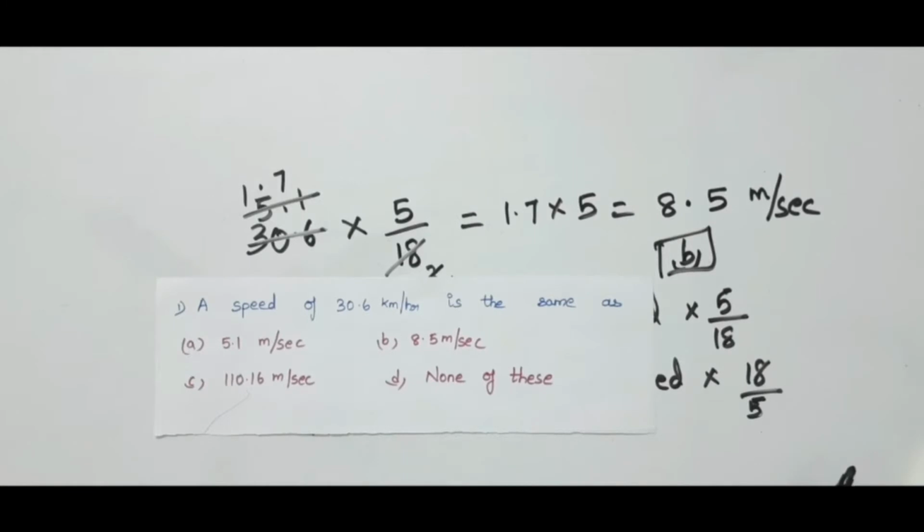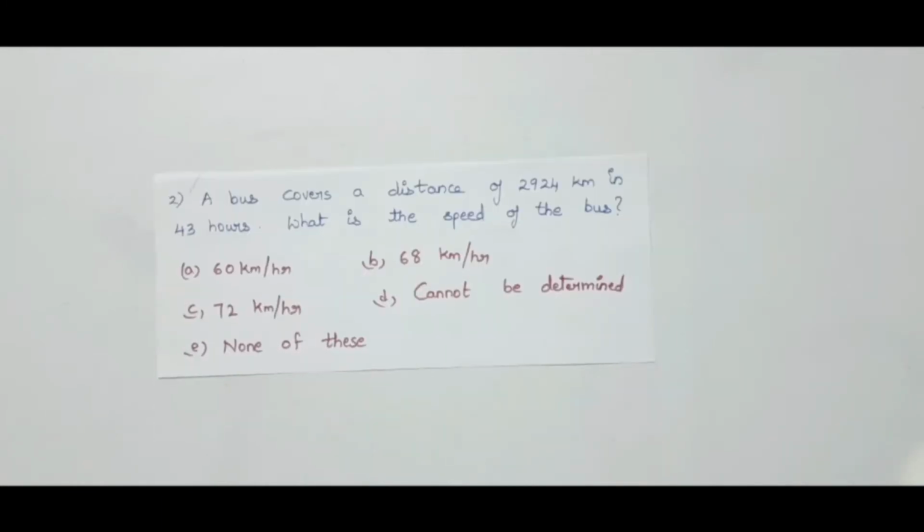Now let us go to the next problem. Next problem: a bus covers a distance of 2,924 km in 43 hours. What is the speed of the bus? Options given as A 60 km per hour, B 68 km per hour, C 72 km per hour, D cannot be determined, E none of this.